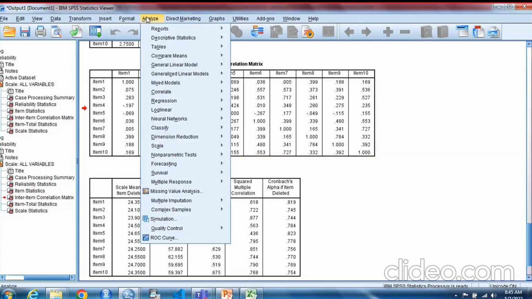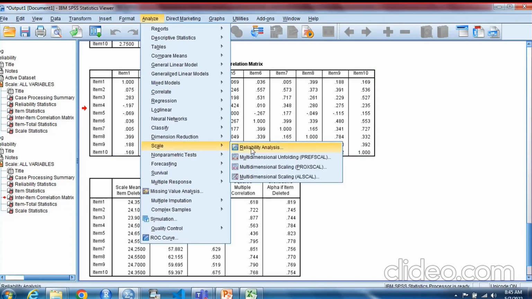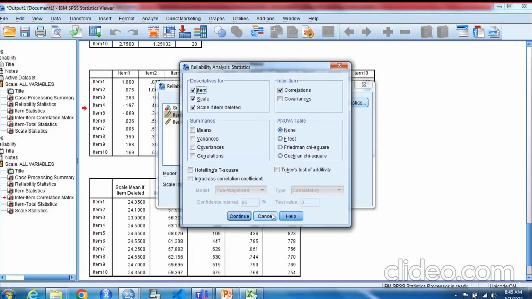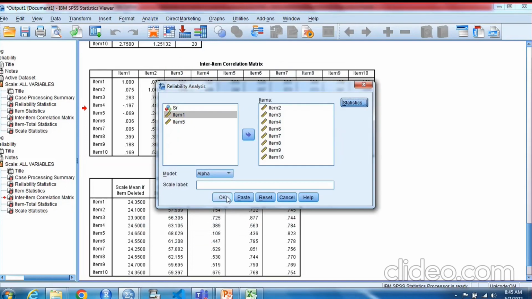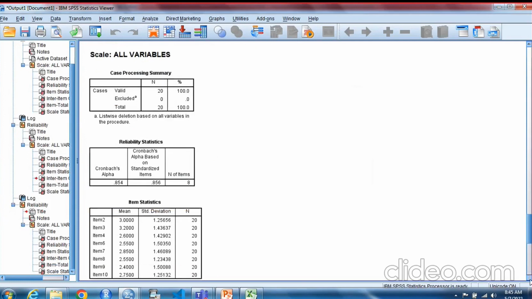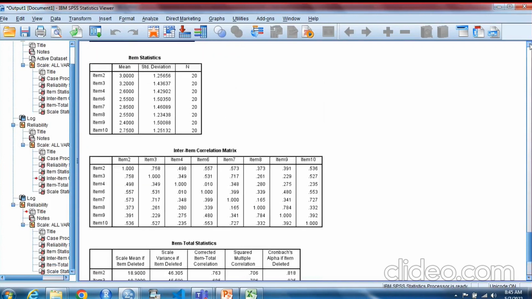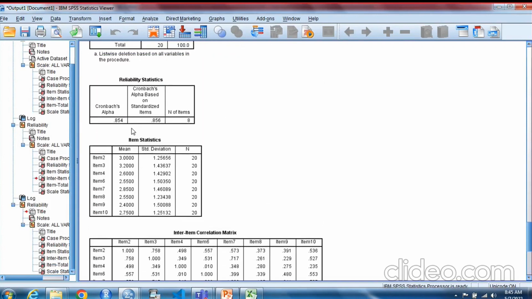So I go back to analyze. I go to scale, I go to reliability analysis, and I remove item number 5 and item number 1. I again click OK. And if you see, my new Cronbach alpha is 0.854. Earlier it was 0.794. After removing item number 1 and item number 5, it has increased to 0.854.